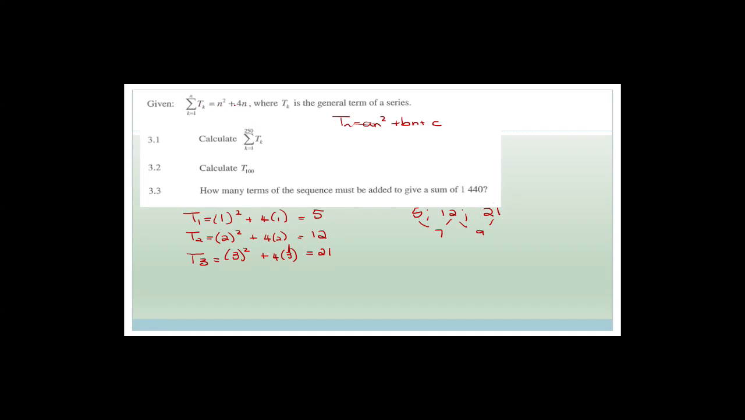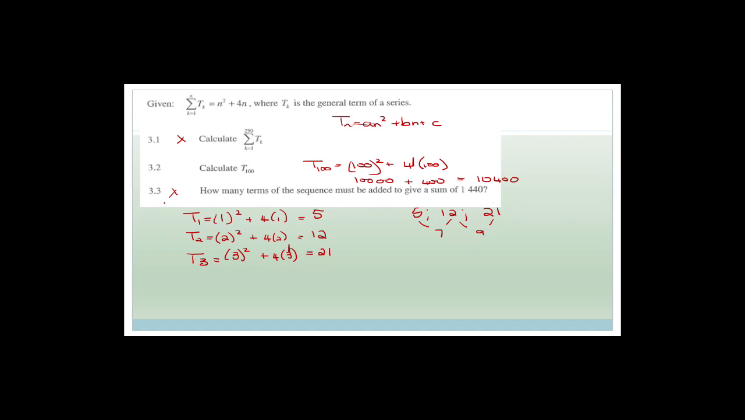Tk is equal to n squared plus 4n is the term, and you guys haven't worked out the sum, so that is a mistake. However, you can work out the 100th term by just substituting that in. So you could work out T 100, which is going to be 100 squared plus 4 times 100, which is 10,000 plus 400, which equals 10,400.